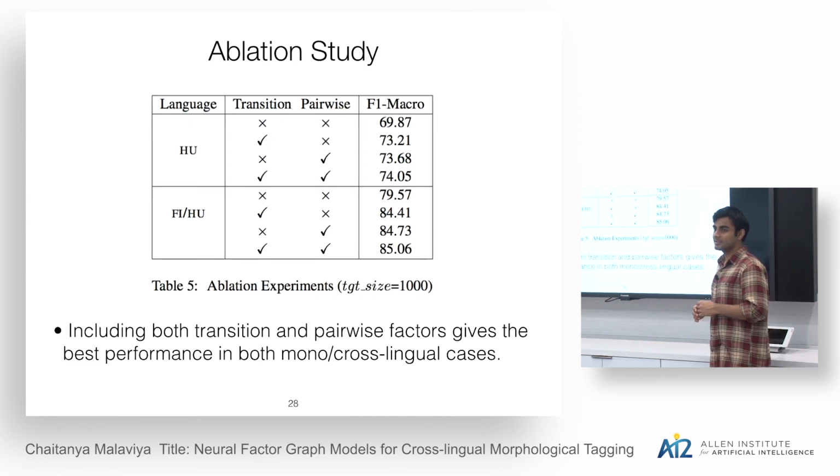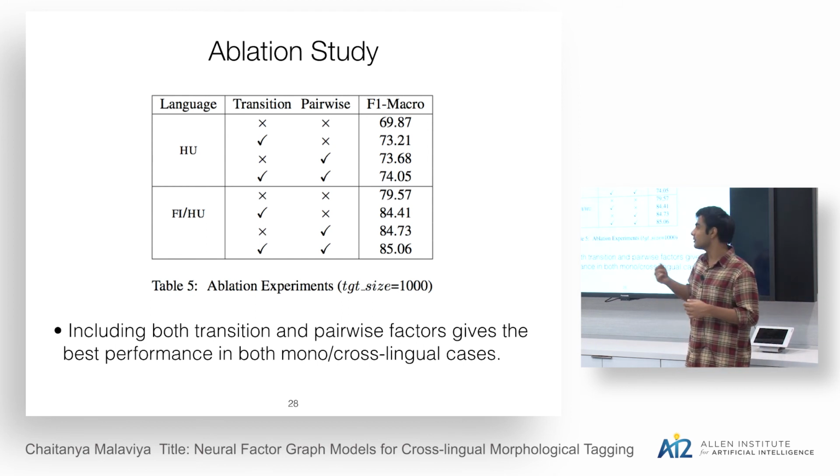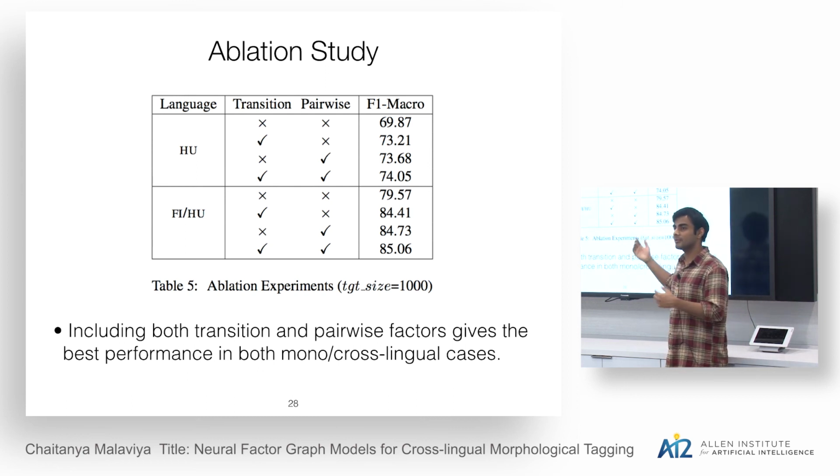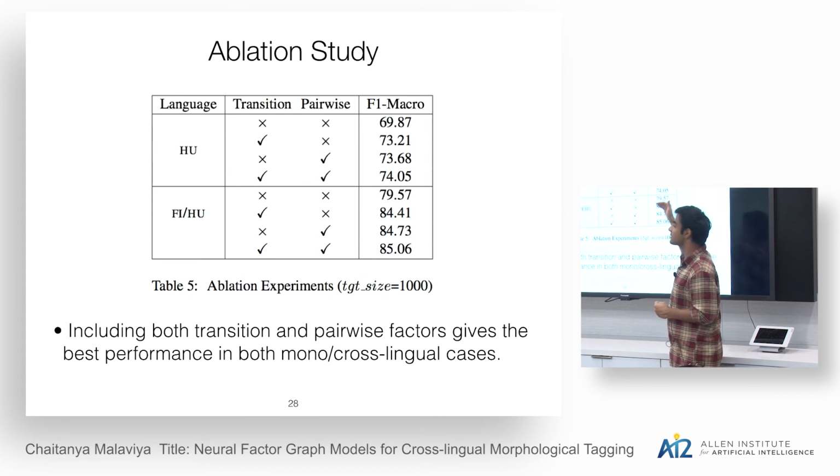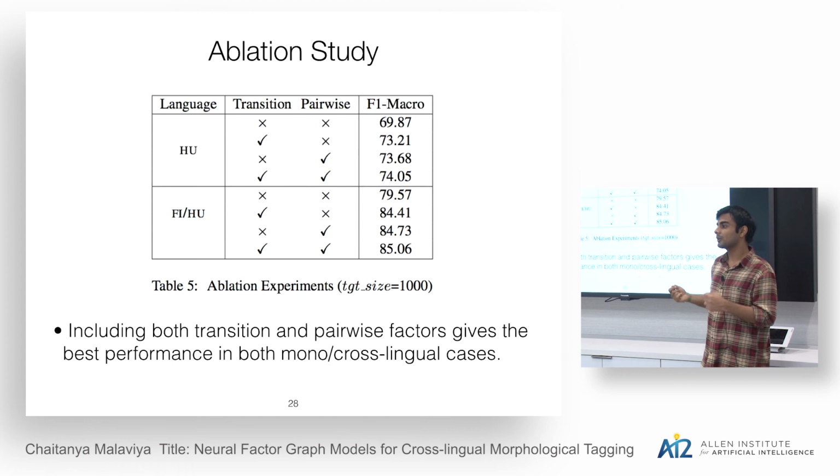So we also performed an ablation study in addition to the main results, where we tried to observe what happens when we remove the transition factors or the pairwise factors from our model. We do this for both monolingual and cross-lingual settings and observe a drop in performance whenever we remove transition or pairwise factors. This drop is pretty equal in both settings, but it seems from the observed drops in performances that pairwise factors are actually more important in improving performances over the transition factors.